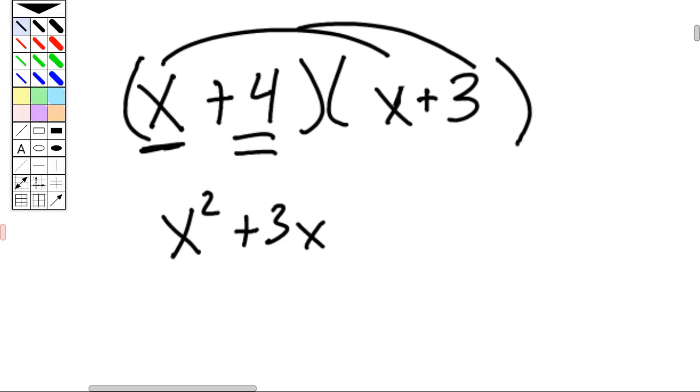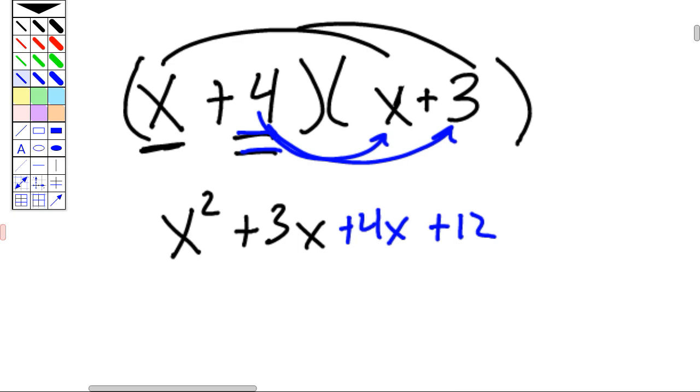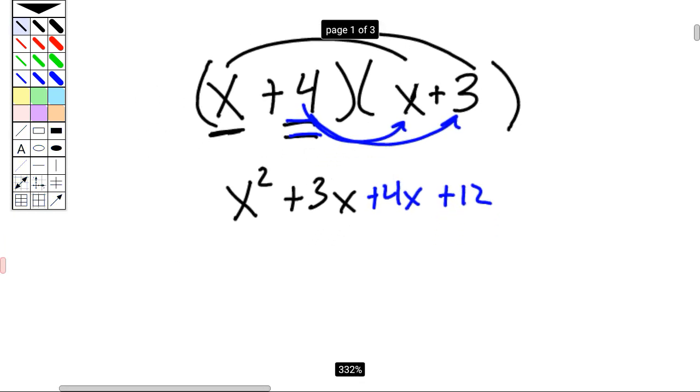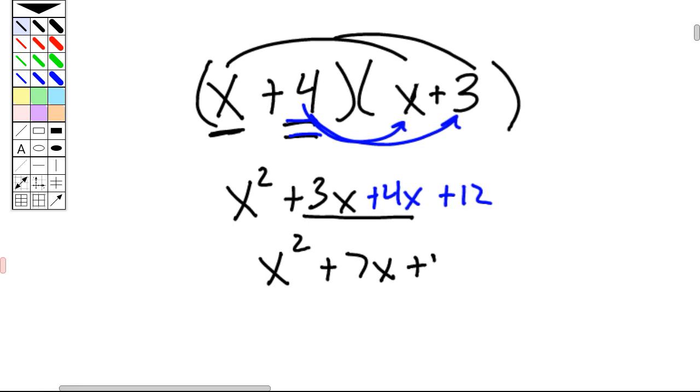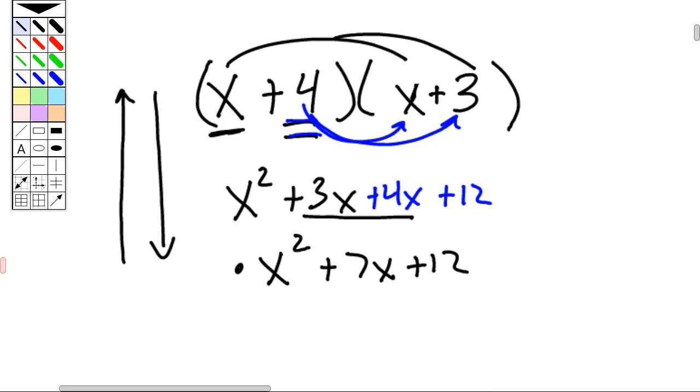So what is that 4? What is 4 times x? Positive 4x. What is 4 times 3? Positive 12. And then we get our like terms together. So x squared, 3x plus 4x, plus 7x, plus 12. So remember, factoring is just multiplying in reverse. So if we multiply to go this way, to factor, we're going to start here and go that way. Okay?